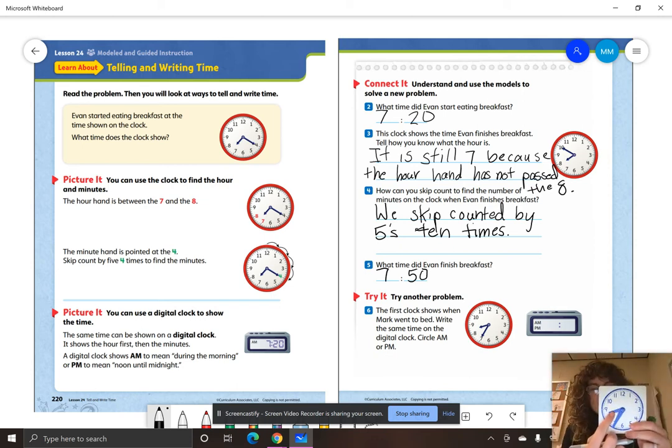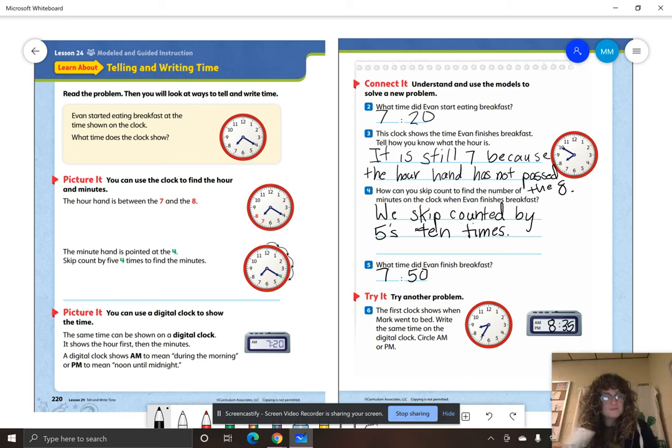But first, let's look at the hour hand. Our hour hand is between the 8 and the 9. What hour are we still in, Smarties? Remember, looking at the hour hand, if it's between 2 numbers, go back to the smaller number. So we are still in the 8th hour. So remember, on the clock, we start by showing the hour. And now we go to the minutes. We're going to start at the 12 and skip count by 5s. Here we go. 5, 10, 15, 20, 25, 30, 35. So Mark went to bed at 8:35.